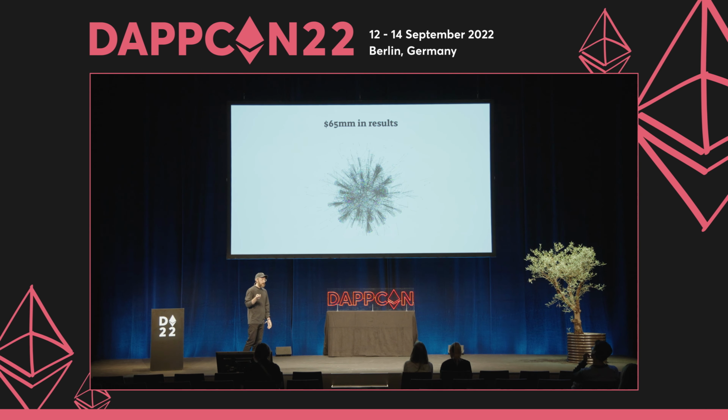In Gitcoin, we've raised and distributed $65 million. And this is a network graph. Every dot here is a donor, and every line is a transaction. What's super cool about this is the original ones were pretty sparse, and now you can see this is a very dense network of donations.